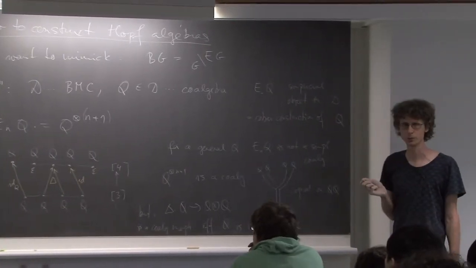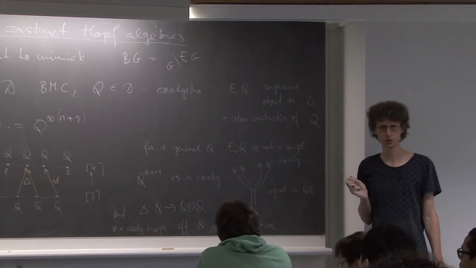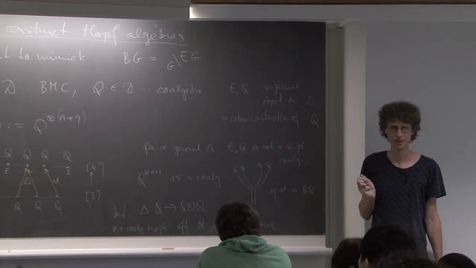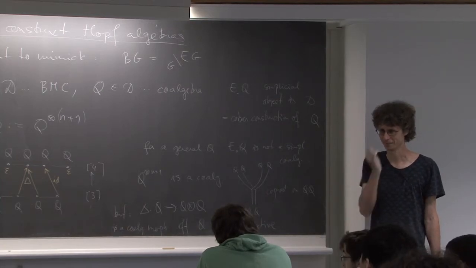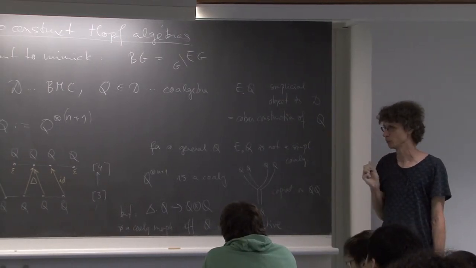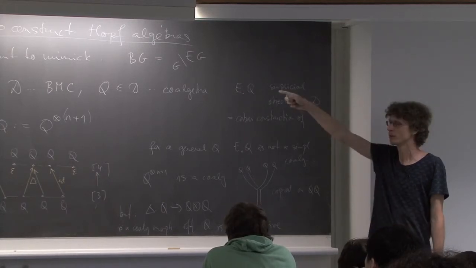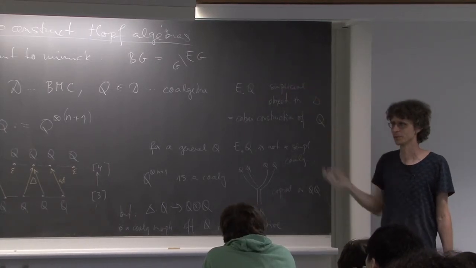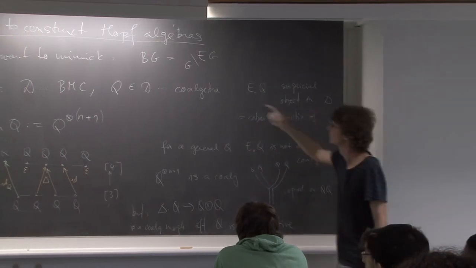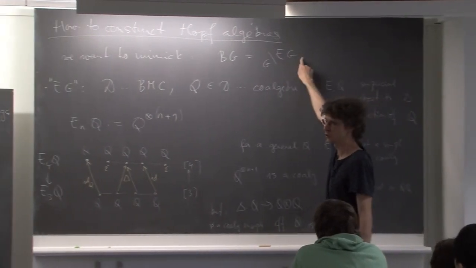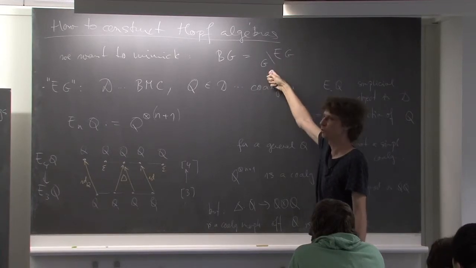Okay, so we were able to construct some simplicial coalgebra. That's good, because we want to construct some simplicial coalgebra in the end, because we want to construct a bialgebra, meaning we want to construct a Hopf algebra. But how do we get there? We cannot just use this EG thingy. We need to have this mod G thingy.